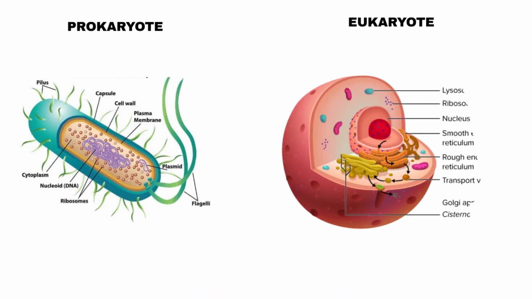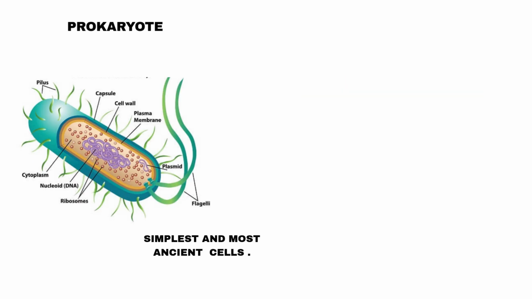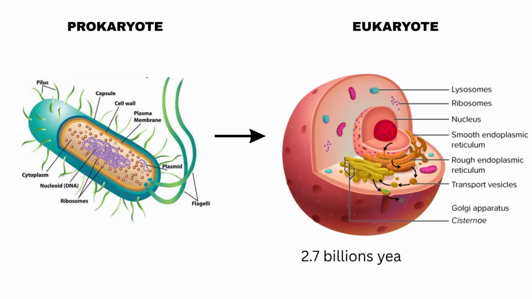On Earth there are two major types of cells: prokaryotic and eukaryotic. Prokaryotic cells are the simplest and most ancient types of cells. They were the only form of life on Earth for billions of years, before eventually giving rise to eukaryotic cells. If you take a look at prokaryotic and eukaryotic cells side by side, you can see a number of differences.